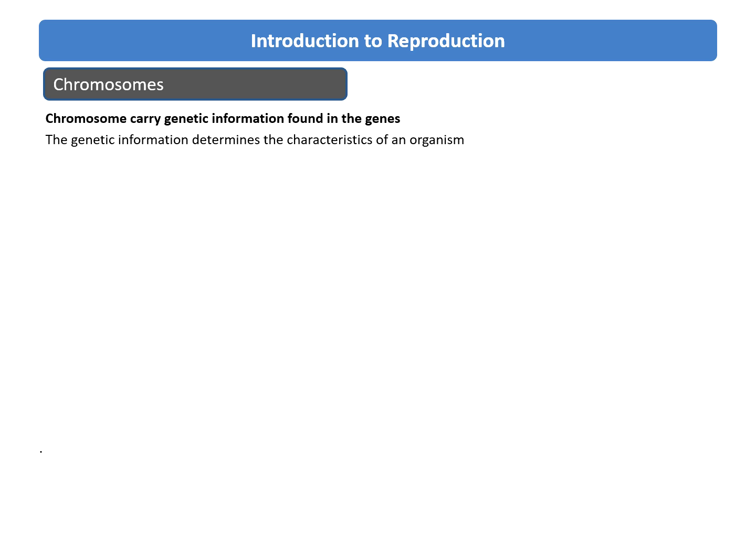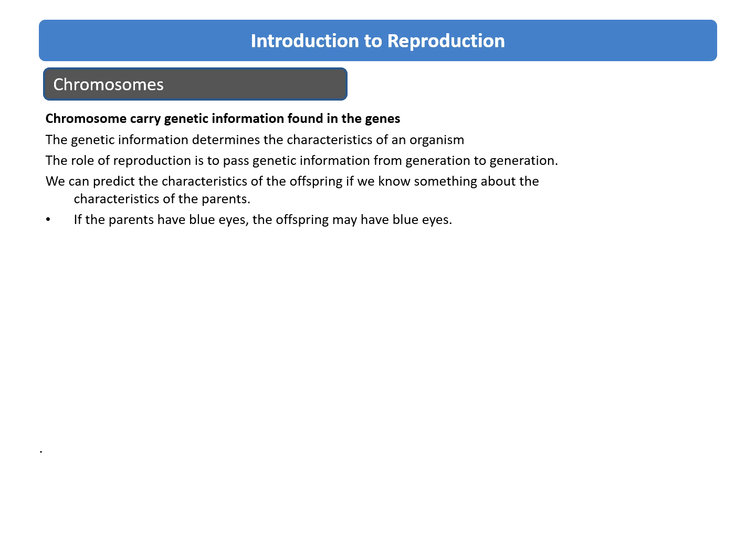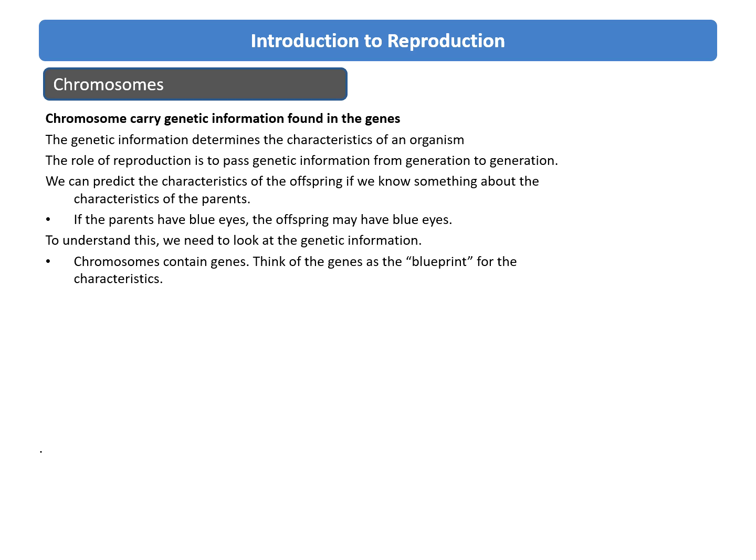Chromosomes carry genetic information. The information is found in the genes, which are located in the chromosomes. The genetic information determines the characteristics of an organism. The role of reproduction is to pass genetic information from one generation to the next. We can predict the characteristics of the offspring if we know something about the characteristics of the parents. If the parents have blue eyes, the offspring may have blue eyes.